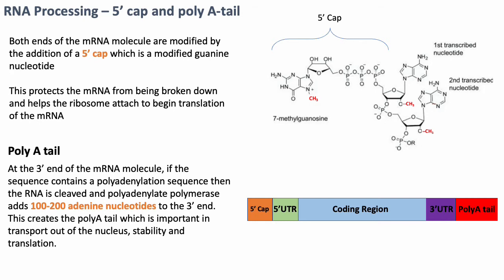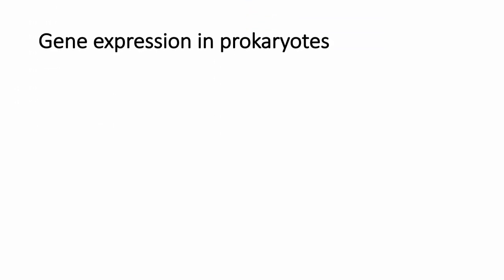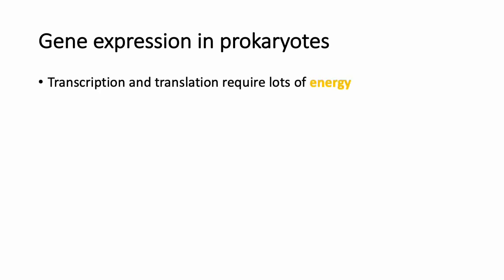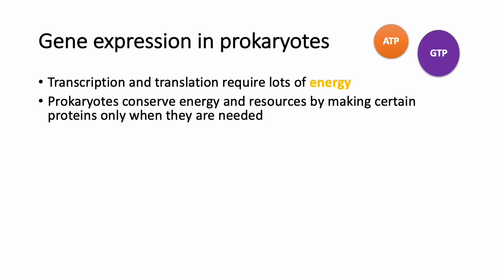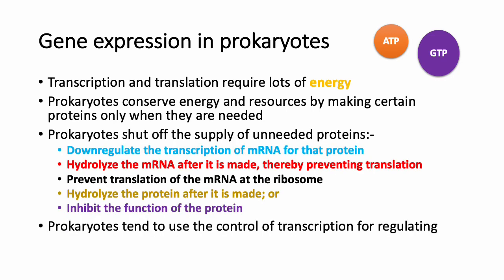Now moving on to gene expression in prokaryotes. Transcription and translation, as we realize, require a lot of energy, and this can come in the form of ATP or GTP. Prokaryotes conserve energy and resources by making certain proteins only when they're needed. In fact, prokaryotes shut off the supply of unneeded proteins. So they downregulate the transcription of messenger RNA for that protein.